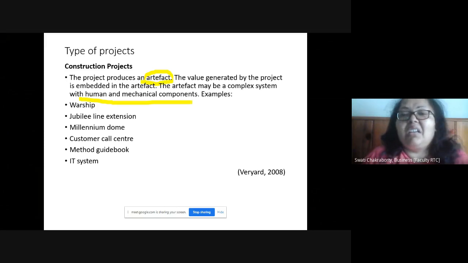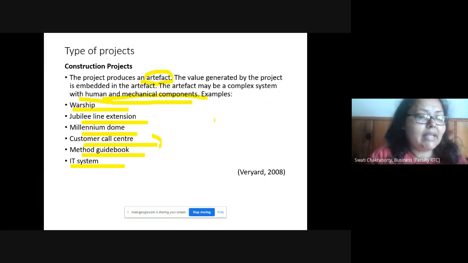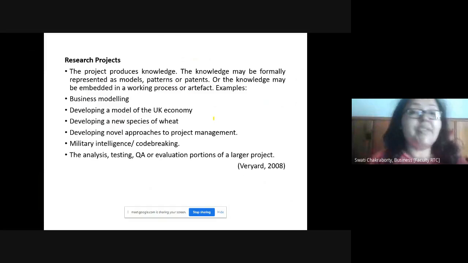It can be a very complex system, say designing a warship, Jubilee line extension, Millennium Dome, customer call center, method guidebook or IT systems. A customer call center is where you require both human and mechanical components, as well as the call center experts. Next comes your research projects.